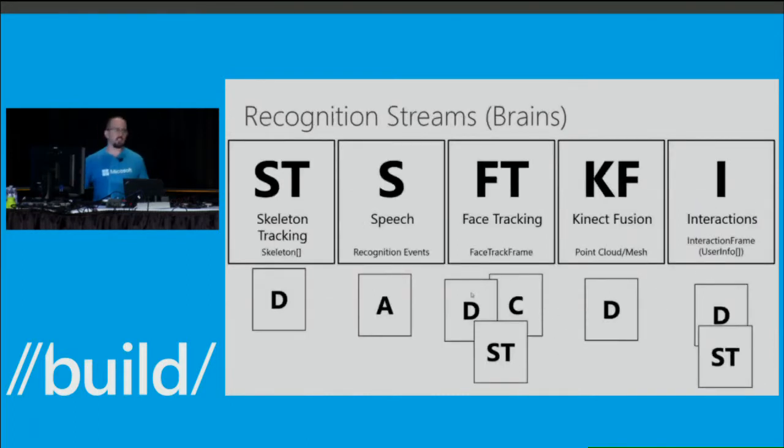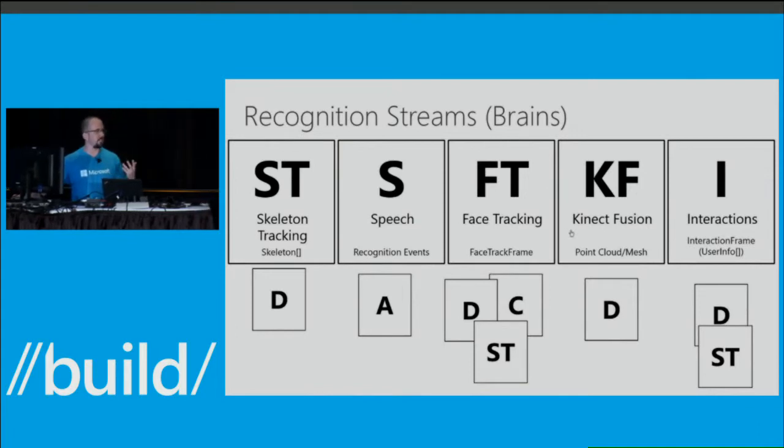So then we take those eyes and ears, if you will, those fundamental data streams, and we then build what we call the recognition streams on top of that. Think of the recognition streams as sort of the brains. And down here at the bottom, you can see I'm showing these recognition streams and upon which other streams they're built or from where they derive their information.